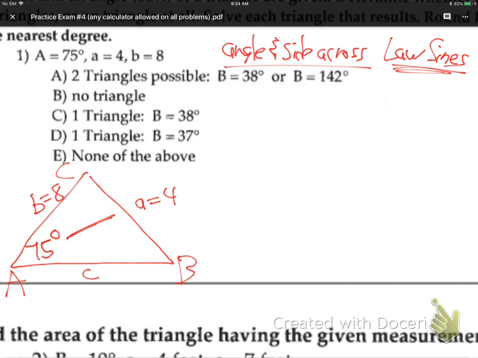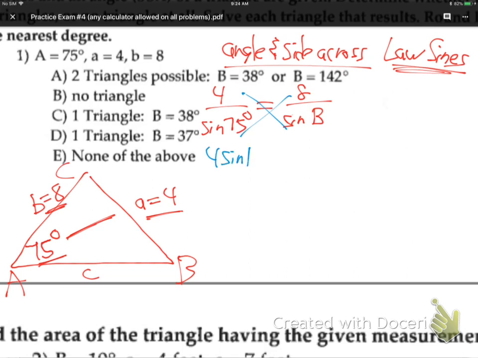So you're going to set up law of sines. How does law of sines work? A over sine A, B over sine B, C over sine C. So I'm going to go little a over sine A is little b over sine B. And what's b? 8 over sine capital B. A over A, B over B, right? Take it from there. So, cross-multiplying, 4 sine B is 8 sine 75. Then we got to solve for B.